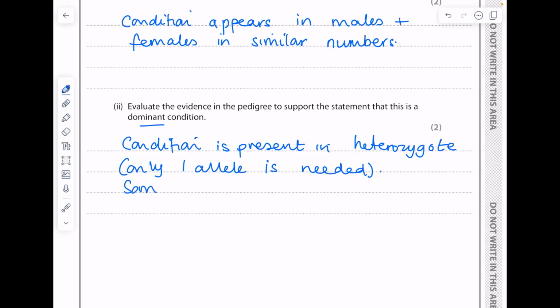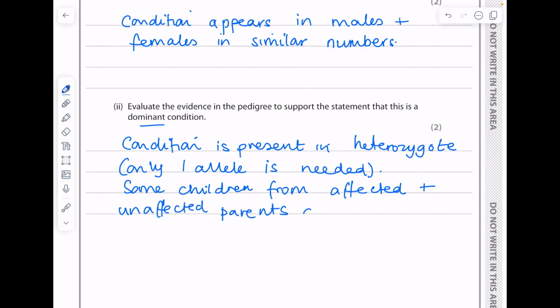And some children from affected and unaffected parents, as in the case of that first generation, are affected whilst some are not.